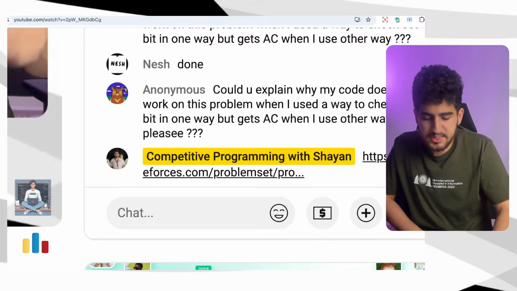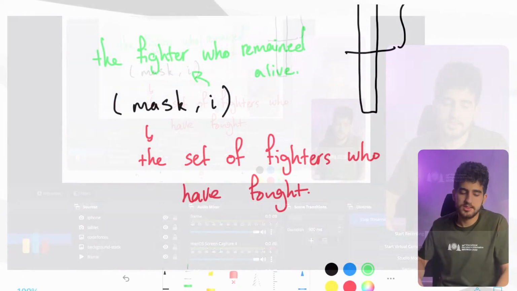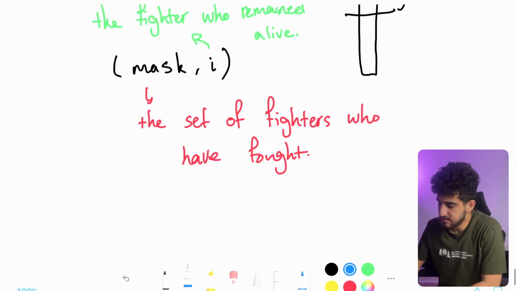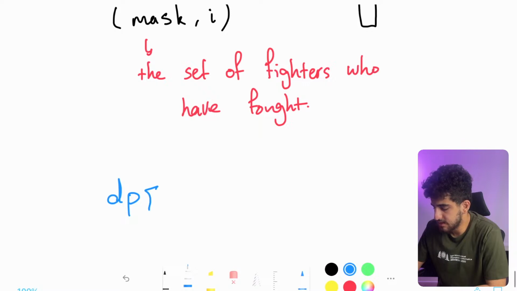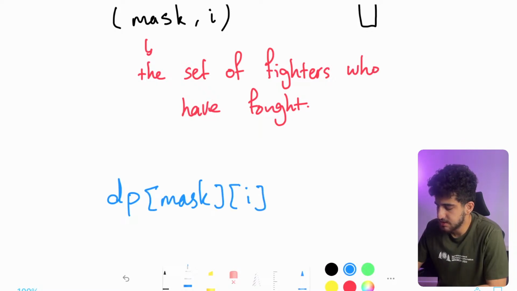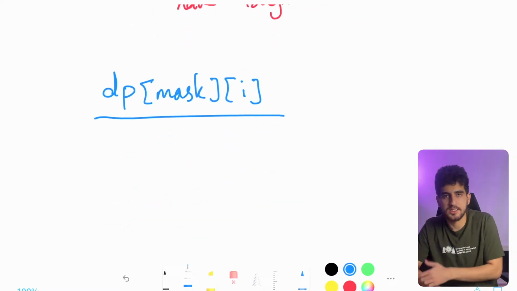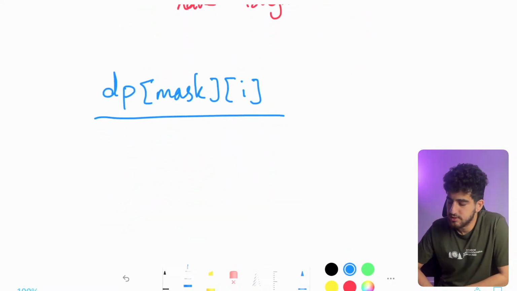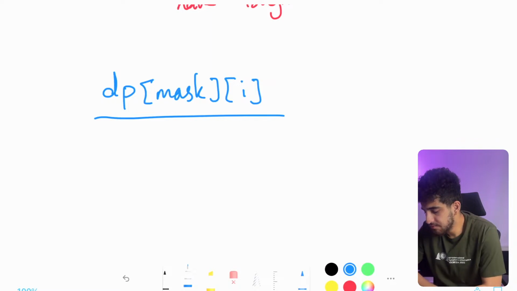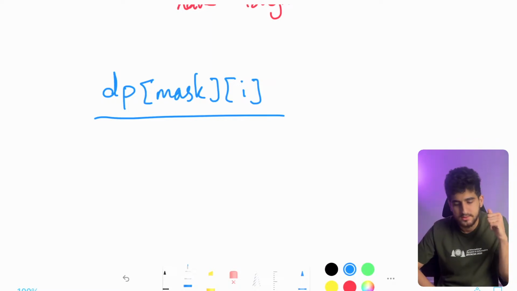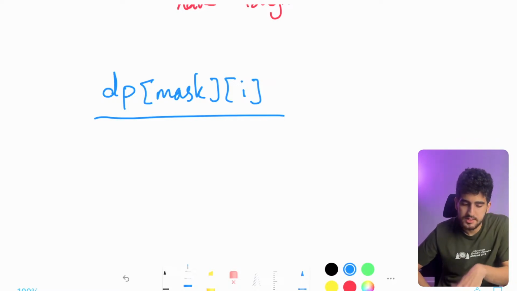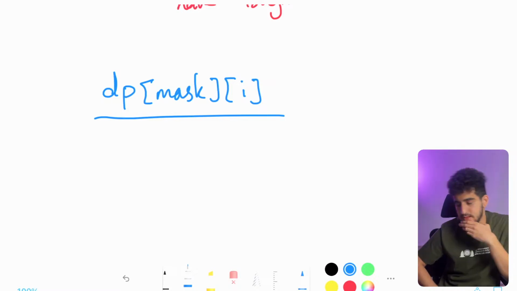So I can keep that dp of mask and I, and it tells me what is the probability that person number 1 will win at the end if my state is right now the pair of mask and I. So, these people have fought and I has remained alive. What is my base case? Let's see if anyone can find out what our base case here is.